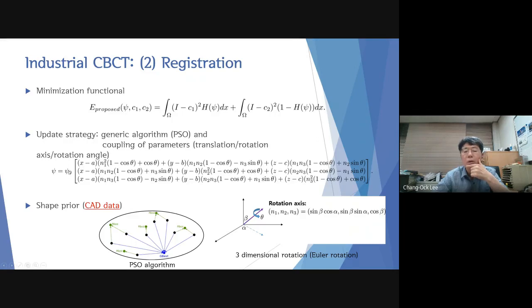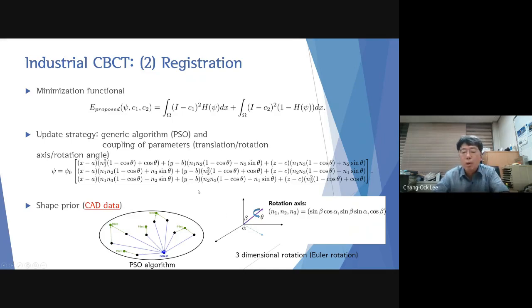Psi is now the transformed one from the shape prior. The shape prior is CAD data, and here A, B, C are the translation factors, and N and theta are the rotation factors. N1, N2, N3 are the rotation axis, and theta is the rotation along that rotation axis.